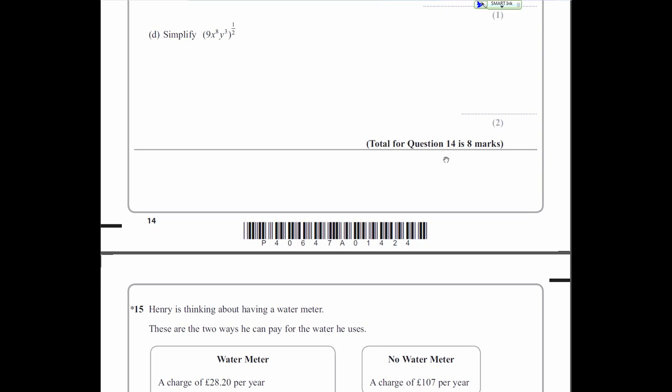Algebra, and we are using laws of indices, okay? The law of indices needed here is that when you do a power to another power, what you do is you multiply the powers. So x to the power of a, all to the power of b, equals x to the power of a times b. That is the power law we're going to use. Because we've got brackets here, we want to do the power of a half to everything inside here.